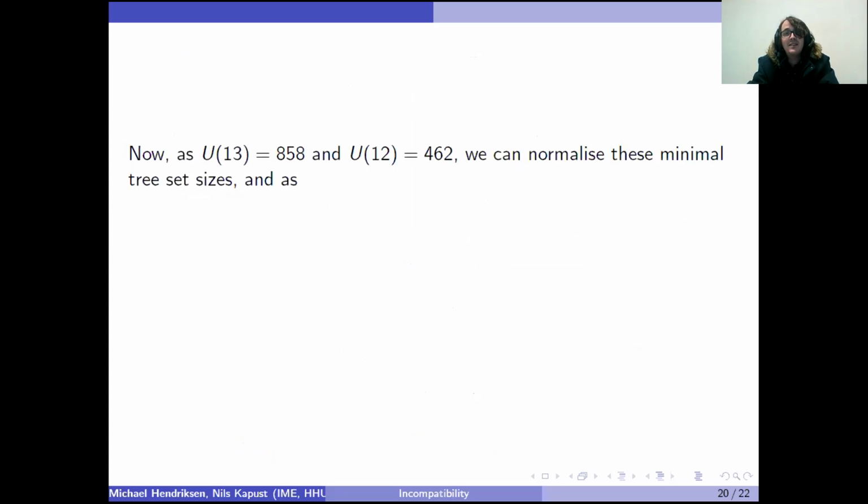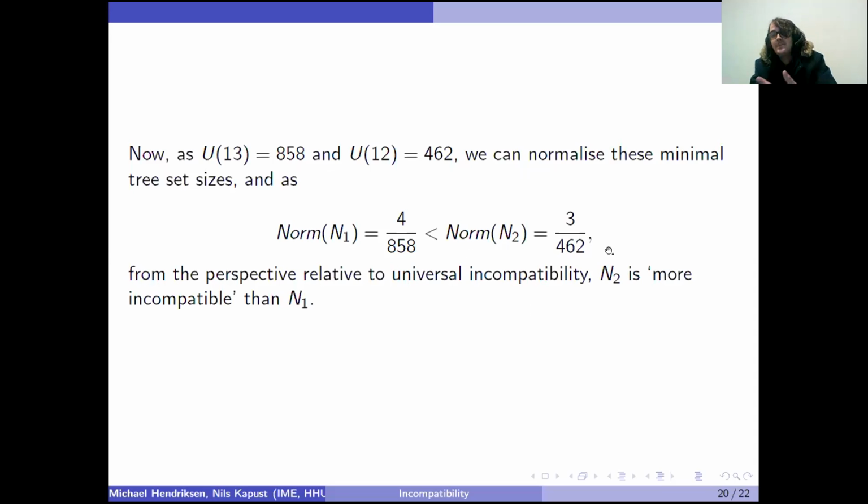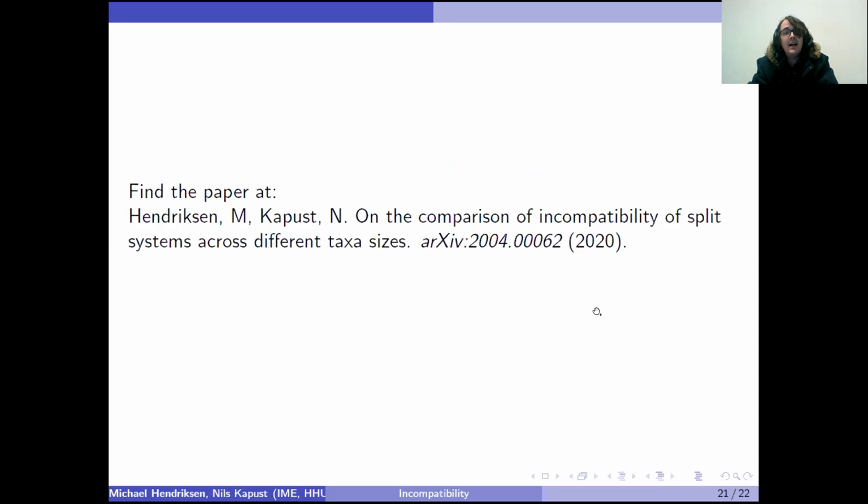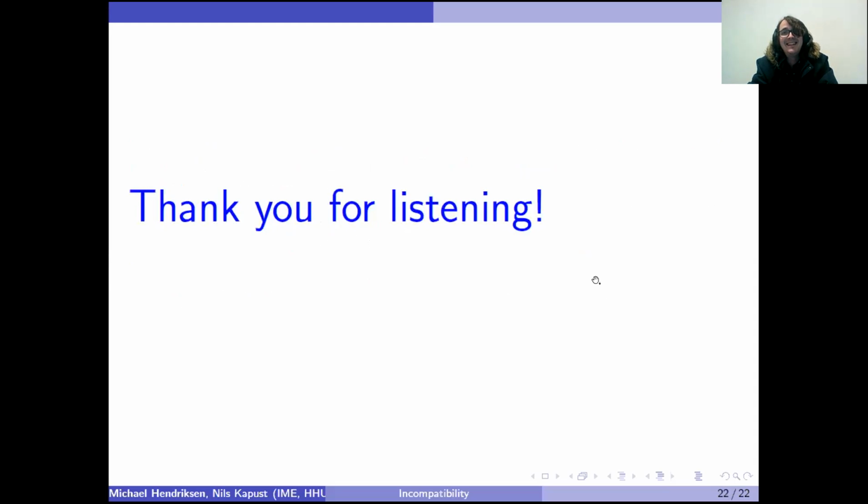But now we can. We just plug 13 and 12 into the formula. We can see immediately that the normalized value for N1 is less than the normalized value for N2. And so from this perspective, which is admittedly not necessarily a complete perspective, but is at least some first steps, N2 is more incompatible than N1. You can find the paper available on the arXiv now, and thank you for listening.